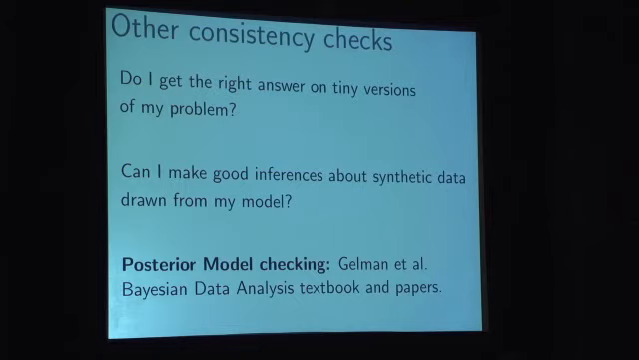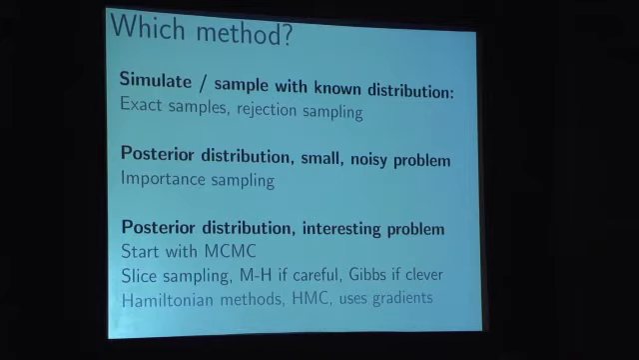So that's something in the way of practical techniques. What should you actually do? Which method should you use? If you're running forward simulations, generating from particular distributions to simulate something, then you need exact samples. Markov chain doesn't really cut it, so you're going to use something like rejection sampling to draw from the distribution you want. But if you have a complicated distribution, like from a Bayesian posterior, rejection sampling won't work, so you're going to use importance sampling if you can get away with it, which is almost never, but on small, noisy problems. For more interesting problems, I suggest that you start with MCMC methods.